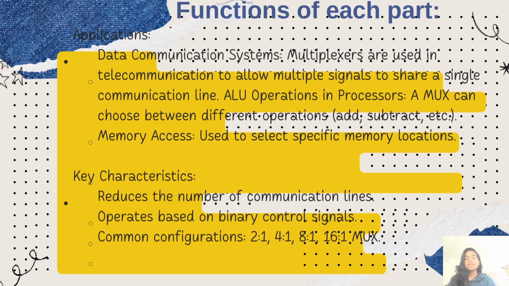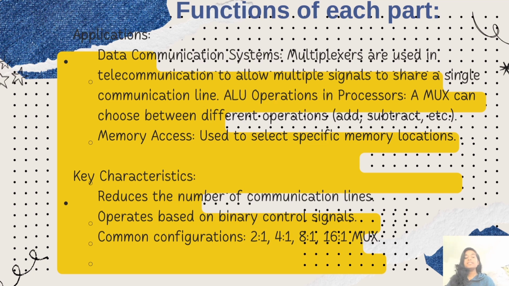So now let us understand the applications of a digital multiplexer. Data communication systems: multiplexers are used in telecommunication to allow multiple signals to share a single communication line. ALU operations: in a processor, a multiplexer can choose between different operations like add, subtract, etc. Memory access: used to select a specific memory location.